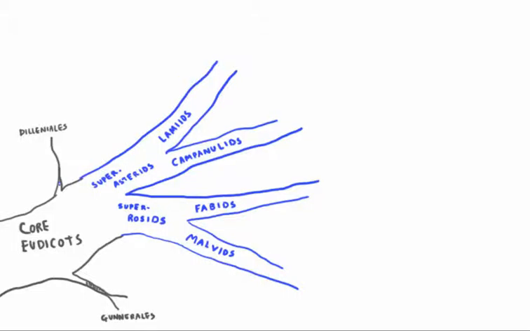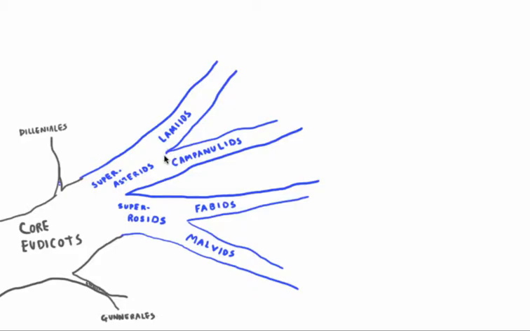So anyways, here's the picture of the core eudicots, so you'll have a clearer picture of what I mean when I talk about this branch or that branch. Dillenia and Gunnera are part of the core eudicots, but at least for now we're not putting them into either the superasterids or the superrosids.